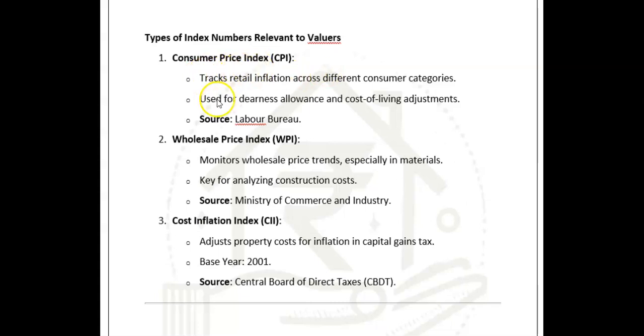Consumer price index tracks retail inflation across different consumer categories, and is used for dearness allowance and cost of living adjustment. Source: this index number is released by the Labour Bureau. Wholesale price index monitors wholesale price trends, especially in materials, and is key for analyzing construction cost. The Ministry of Commerce and Industry issues this price index number, which is called WPI.